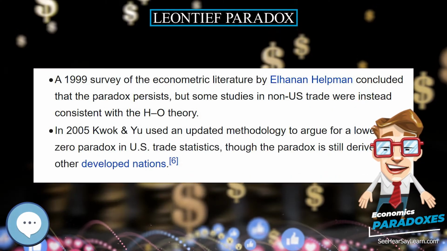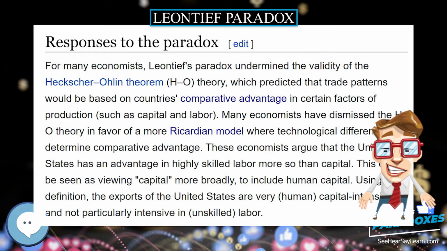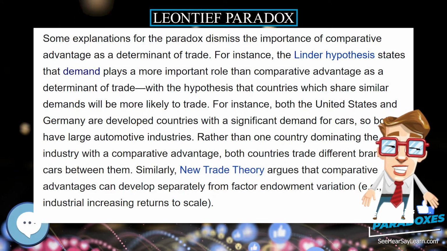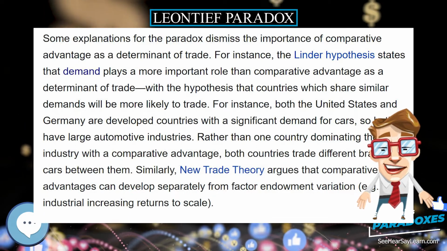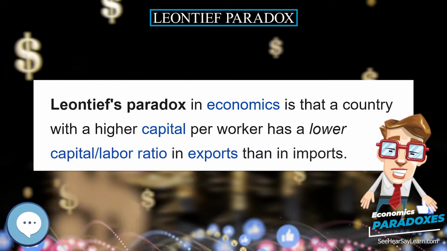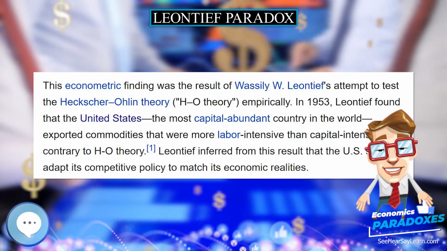In 1953, Leontief found that the United States, the most capital-abundant country in the world, exported commodities that were more labor-intensive than capital-intensive, contrary to HO theory. Leontief inferred from this result that the US should adapt its competitive policy to match its economic realities.